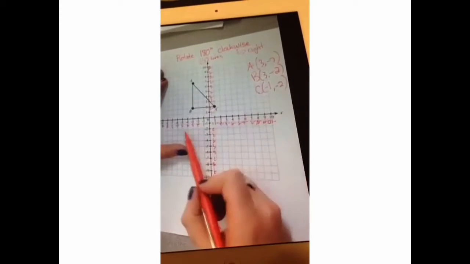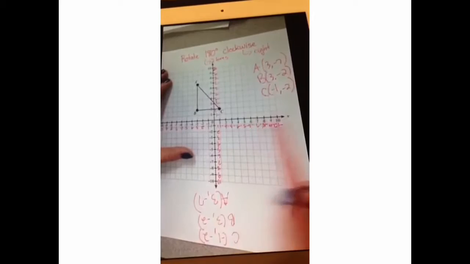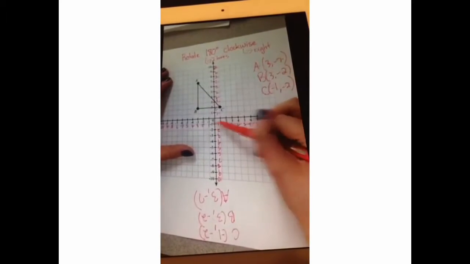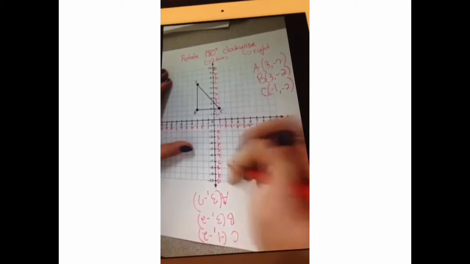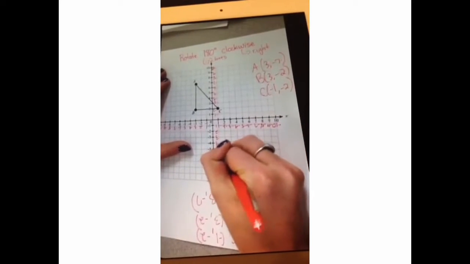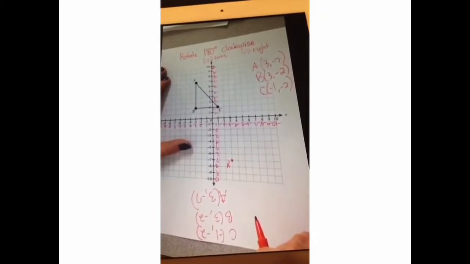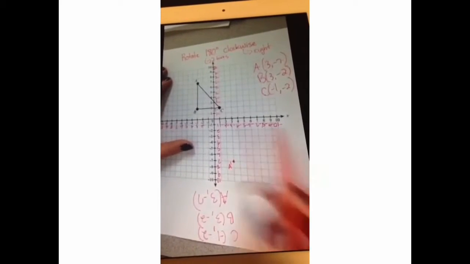So now I'm going to ignore all the numbers in red, and I'm going to plot the points on the original graph. So A was at 3, -7. So I'm going to go to 3 on my x value, and I'm going to go down to 7. And I'm going to label that A prime.